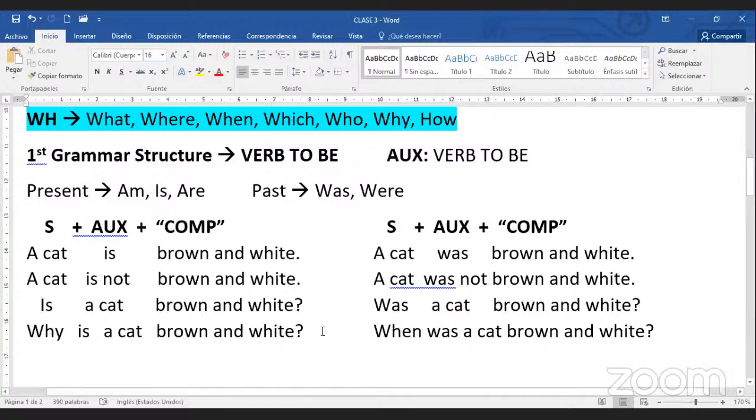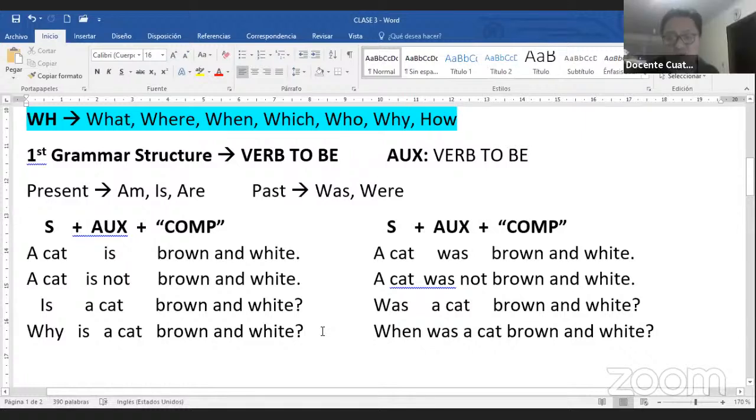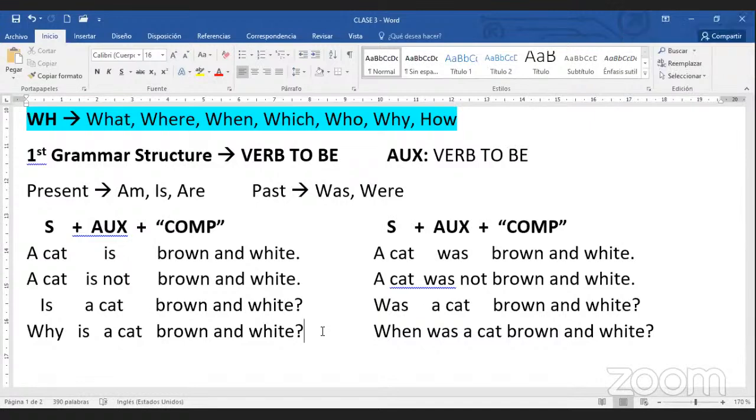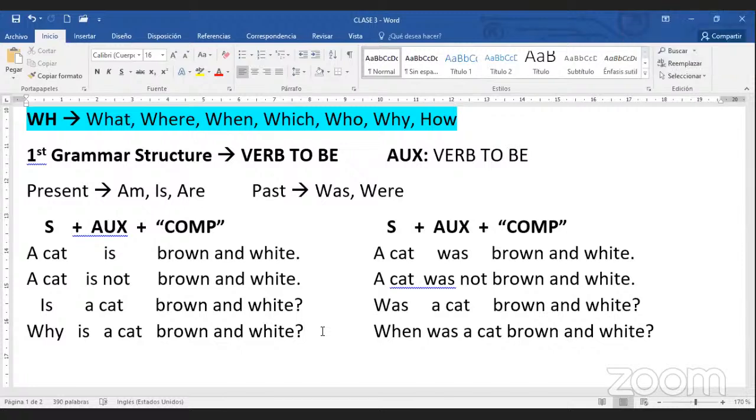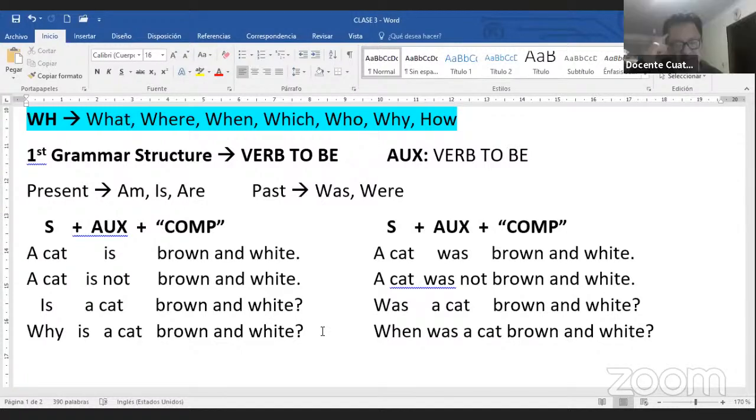Cuesta pensar rápido. Okay, of course, it's difficult to think fast. But that's the idea. You have to go step by step, slowly, every part of your expression. Just remember, which is the subject in my sentence?